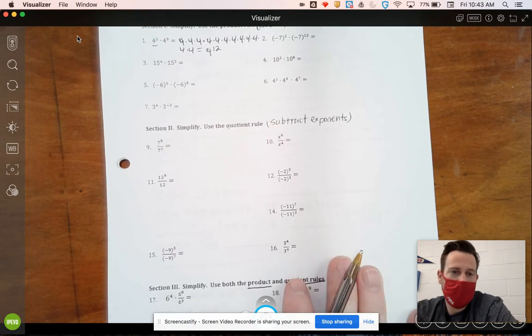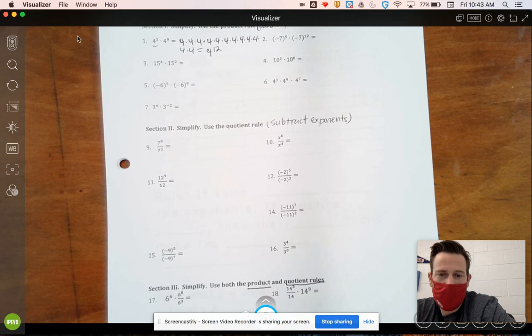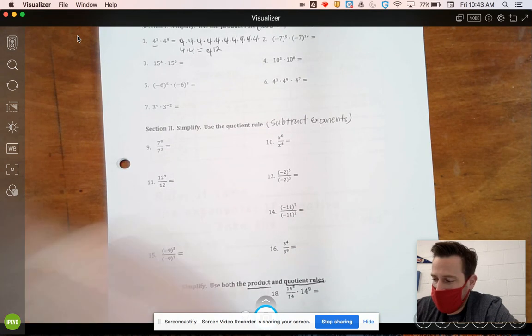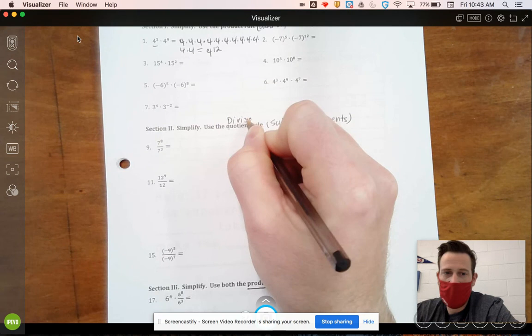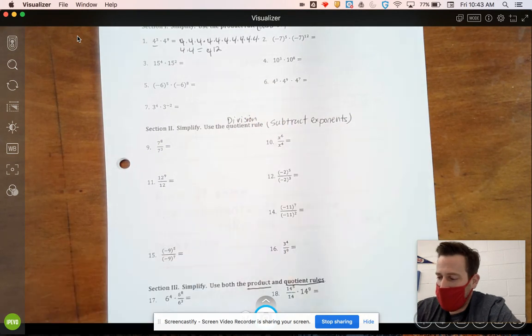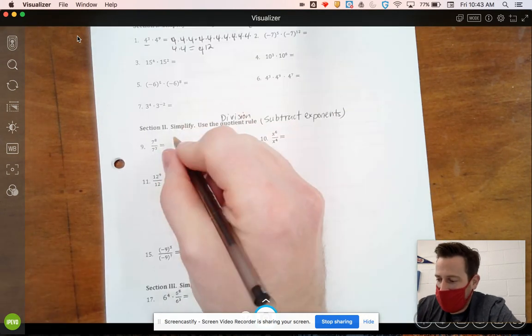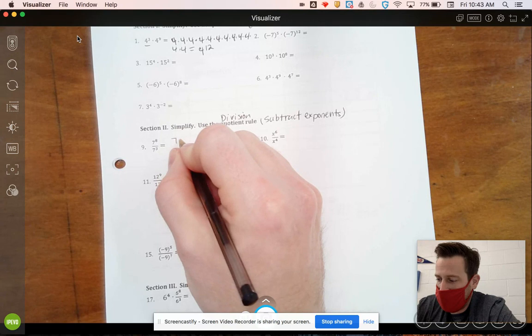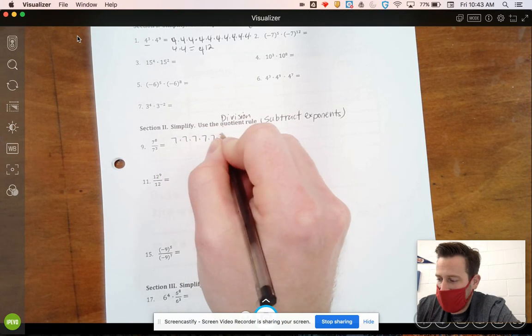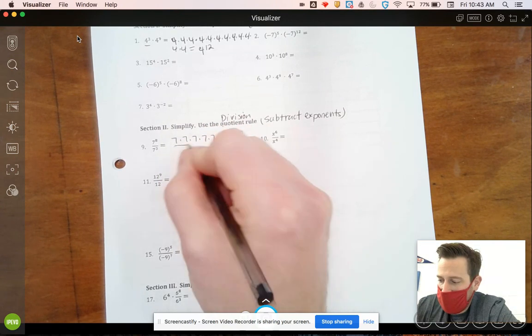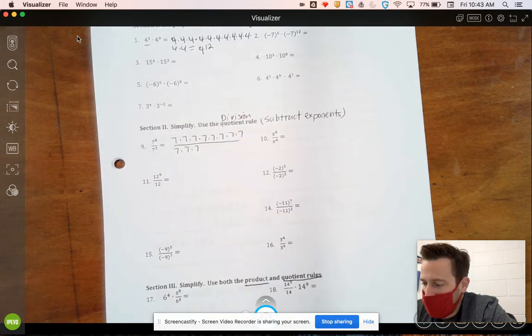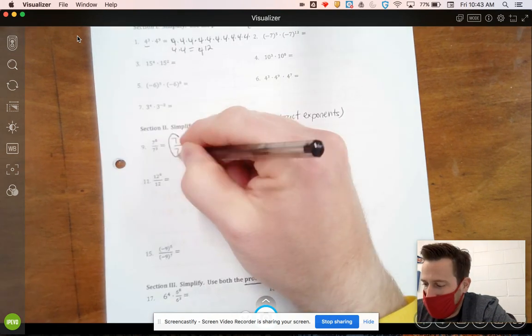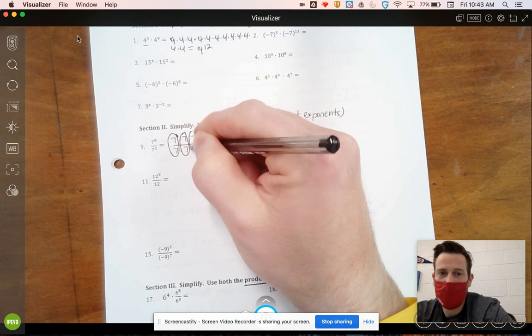These are quotient rule, which means division. So we're going to subtract the exponents. So the same thing here. Remember, if I did this one, I had 8 of these, 5, 6, 7, 8, and you had 3 7s down in your denominator. Remember, these equal 1 wholes because 7 over 7, the numerator and the denominator are the same. So what are we left with?